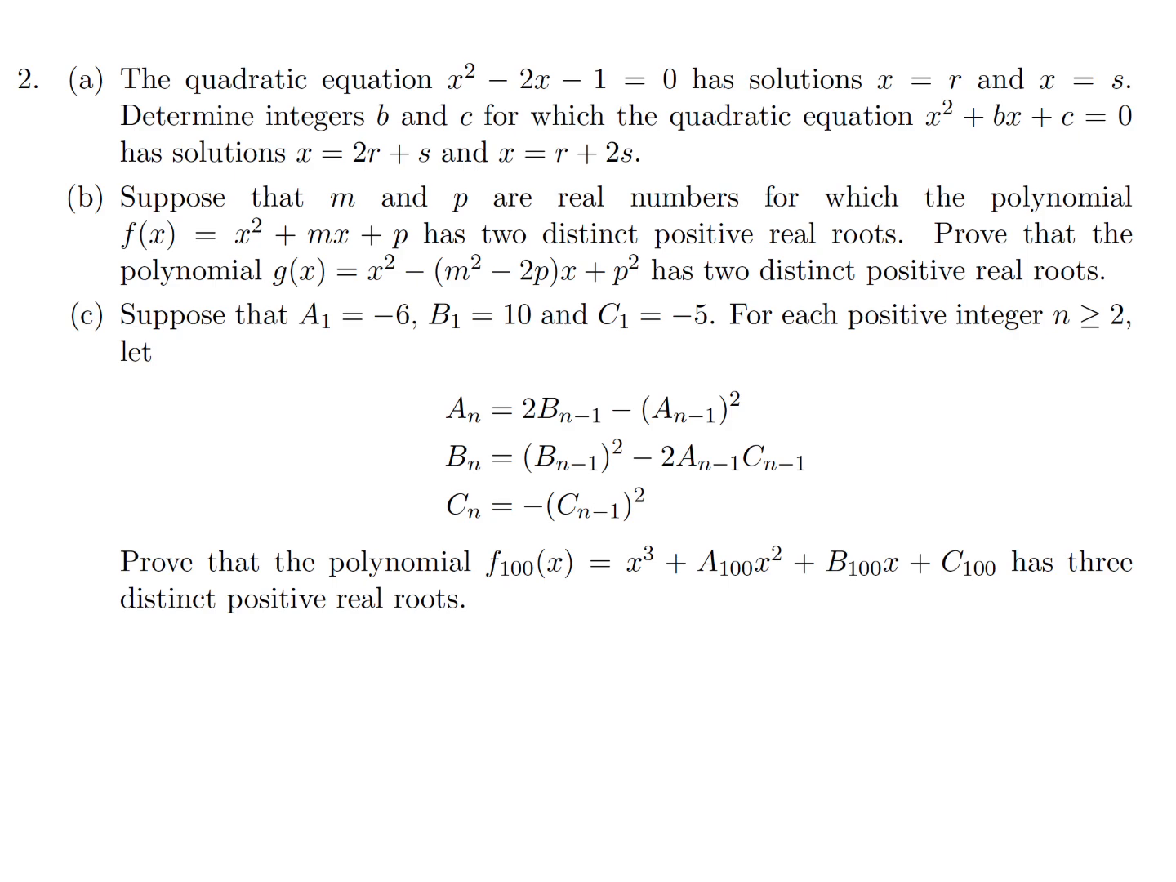The quadratic equation x squared minus 2x minus 1 has the solutions x equals r, x equals s. Determine the integers b and c for which the quadratic equation x squared plus bx plus c is equal to 0 has solutions 2r plus s and r plus 2s.